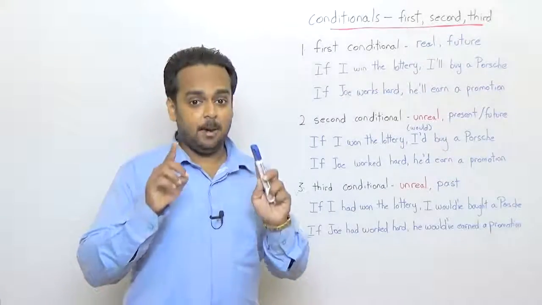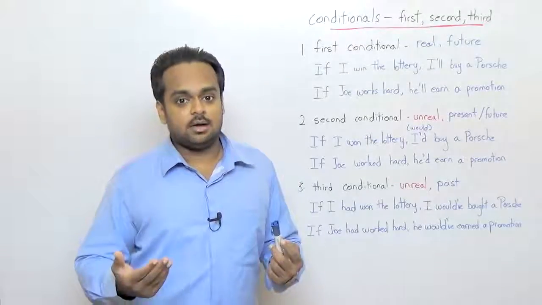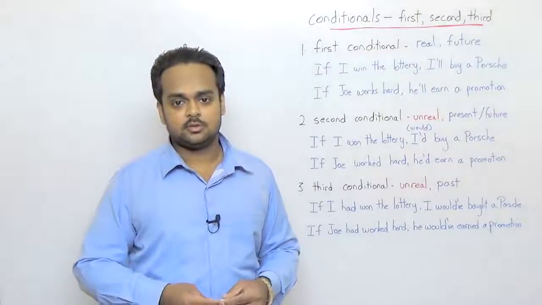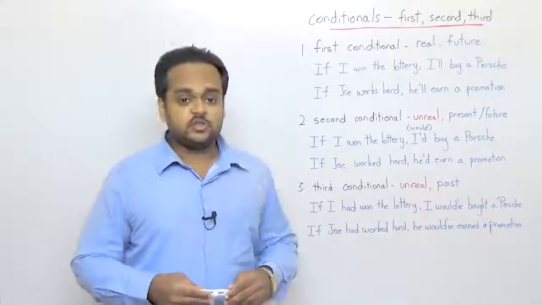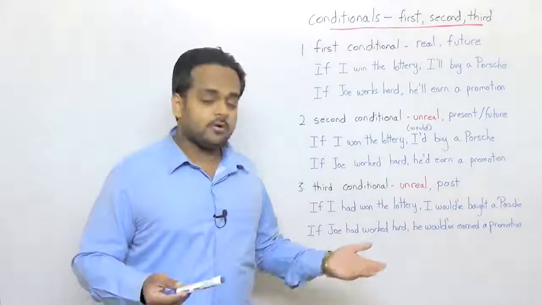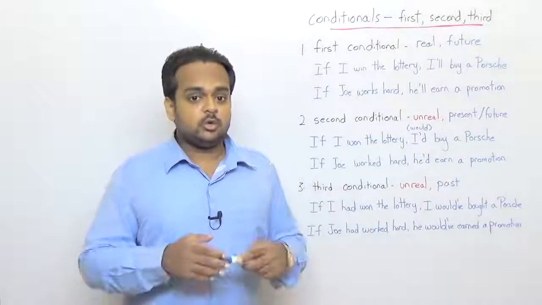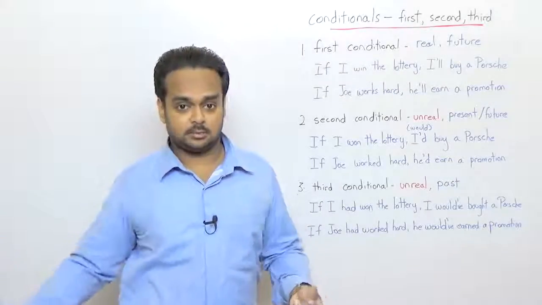So because I didn't win the lottery, I didn't buy a Porsche. But I can imagine about the past. If I had won the lottery, I would have bought a Porsche. But I didn't win, so I didn't buy a Porsche. Or in our second example, if Joe had worked hard, he would have earned a promotion. So what's happened is Joe did not work hard and somebody else got the promotion. Joe did not get the promotion.